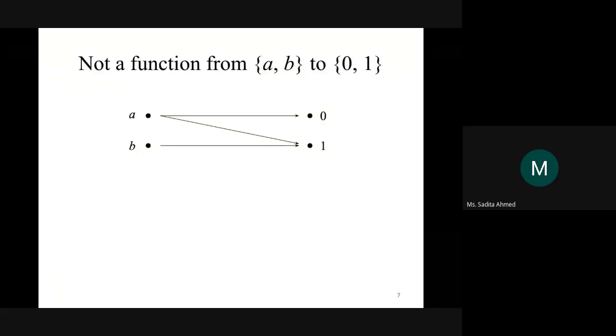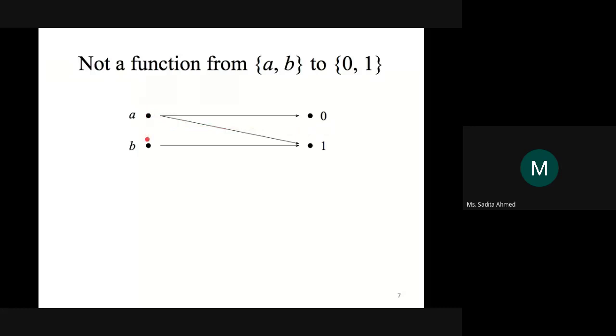Has that condition been fulfilled or satisfied? No, ma'am, it hasn't. Why is that? Why do you say that? Yes, because A is mapped to two values on the right. Yeah, A is mapped to two values on the right, which is not allowed.